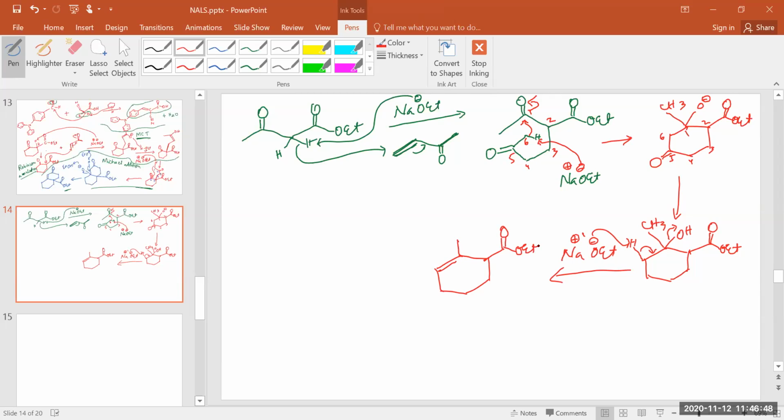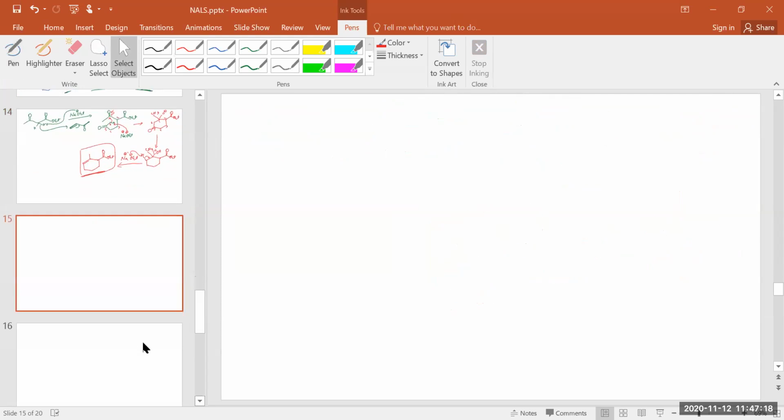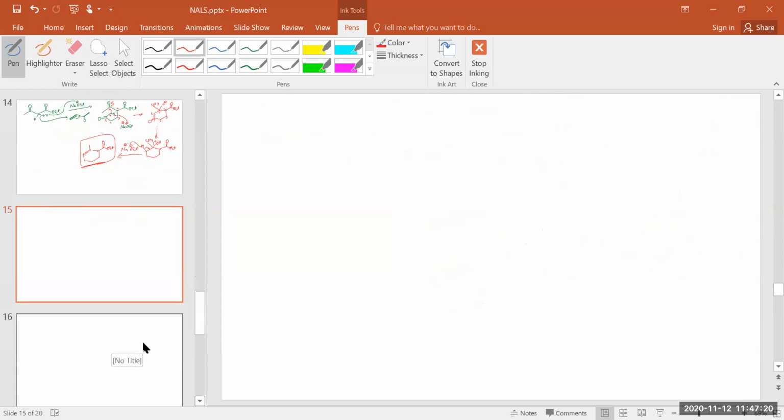Okay, so this will be the product formation. So this is the Robinson annulation. This Michael addition is also useful to make Michael addition with the enamines.